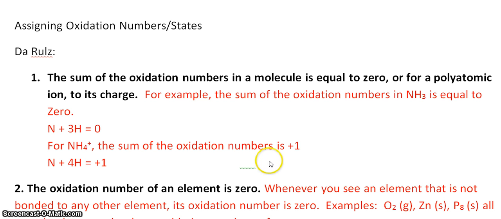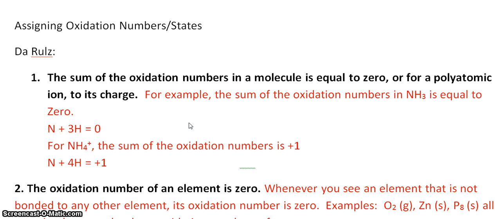First rule is that the sum of the oxidation numbers in a molecule is equal to 0, unless it's a polyatomic ion, and then the sum of the oxidation numbers is equal to its charge. So, in a molecule like ammonia, NH3, the sum of the oxidation numbers is equal to 0. The oxidation number of nitrogen plus 3 times the oxidation number of hydrogen must equal 0.